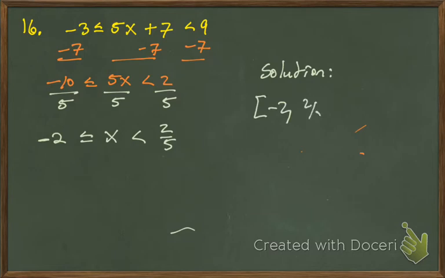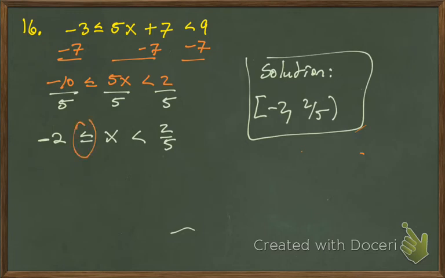Bracket at negative 2 and parentheses at 2/5 to correspond with our inequality. Oops, well, I just want to really draw with the eraser, I guess. Corresponding to our inequalities there, okay? All right, so I think that's it for inequalities. Now we're going to get into some applications.